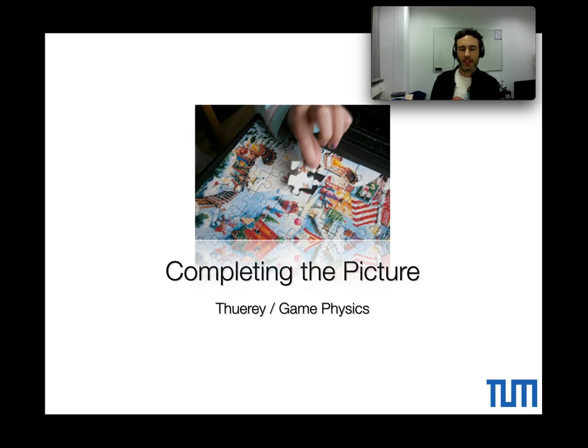Yes, welcome back everyone. Let's restart the game physics lecture. We've actually come to the last chapter, aptly called completing the picture. So we'll get back to rigid body simulations a bit within this chapter and then look at different topics that were not fully completed in the previous rigid body lectures.